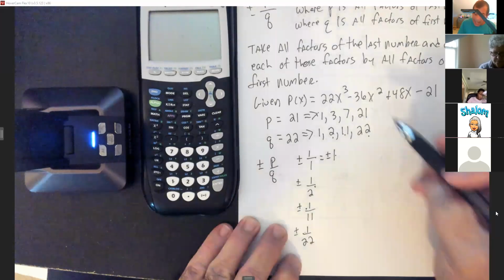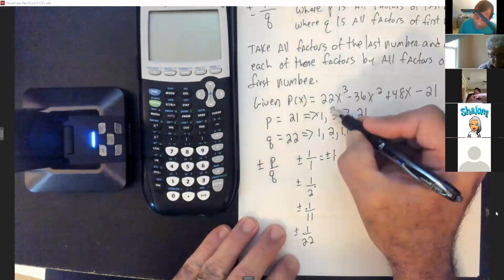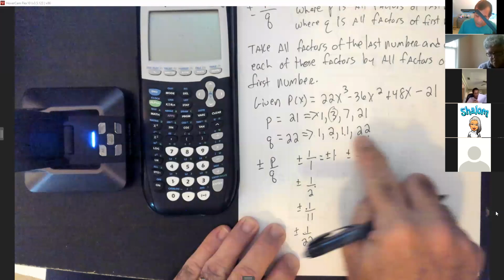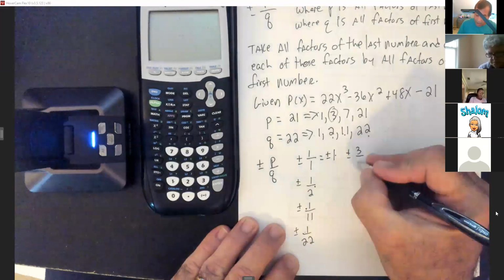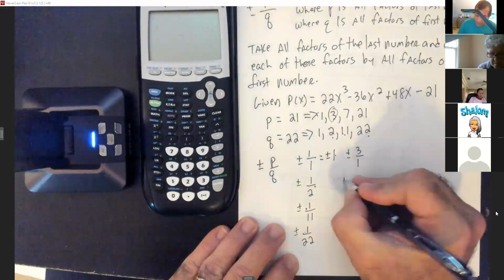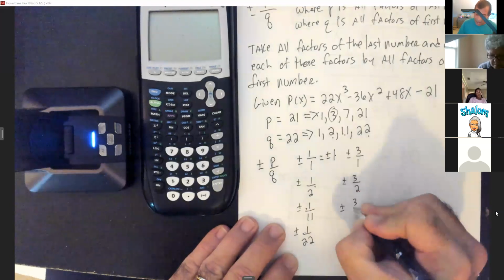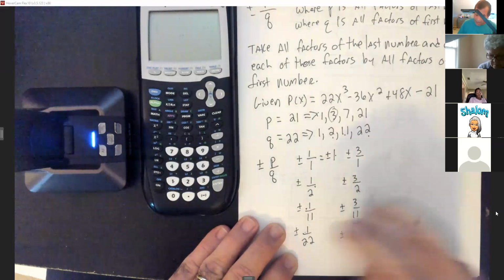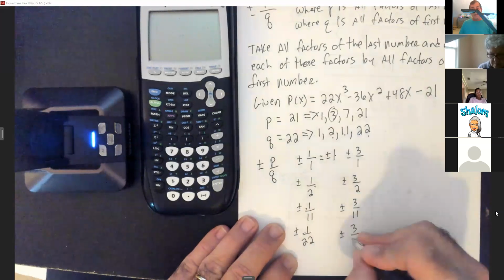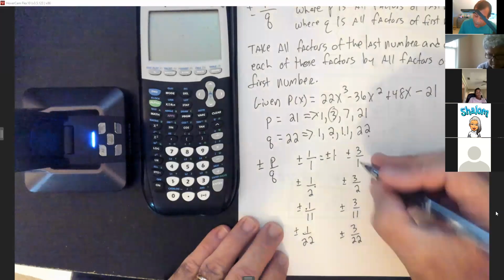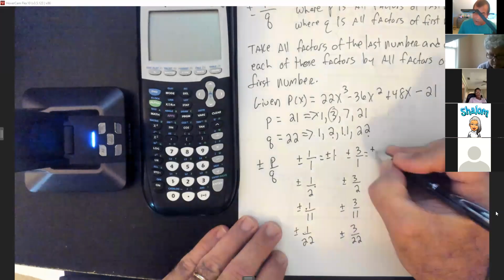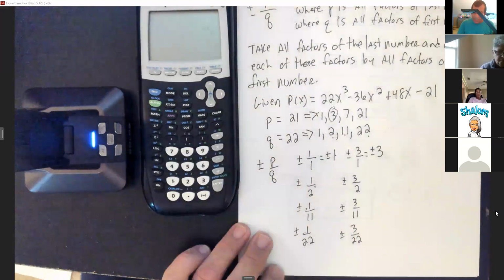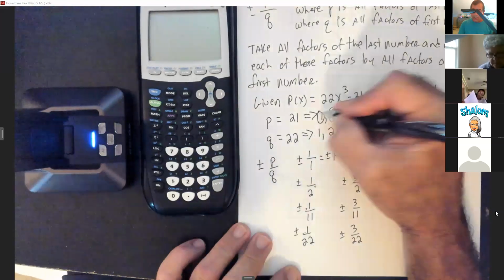Then I would take the second P, which is 3, and divide by all 4 of these numbers. So 3 divided by 1, 3 divided by the 2, 3 divided by the 11, and then 3 divided by 22. And once again, you can simplify the plus or minus 3 over 1 to just a plus or minus 3. So notice I've done the 1, I've done the 3.